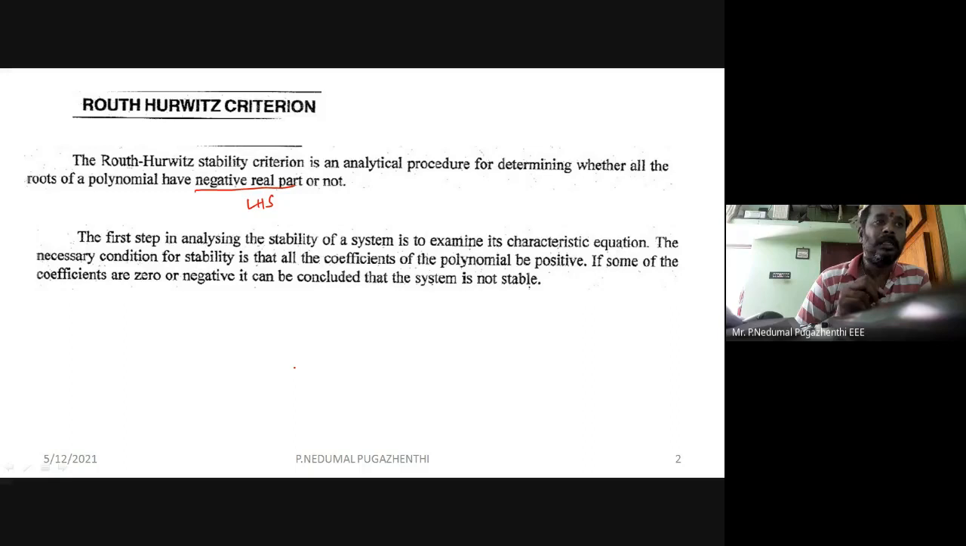So the necessary condition for stability, which we described yesterday, is what? All the coefficients of the characteristic polynomial should be positive. If some of the coefficients are zero or negative, it can be concluded that the system is not stable. So the necessary condition for stability here is that all the coefficients should be present in the characteristic equation, and they should be positive. No coefficient should be left behind. If coefficients of the characteristic polynomial are absent, or negative in nature, then I can conclude that the system is not stable. That is the necessary condition.